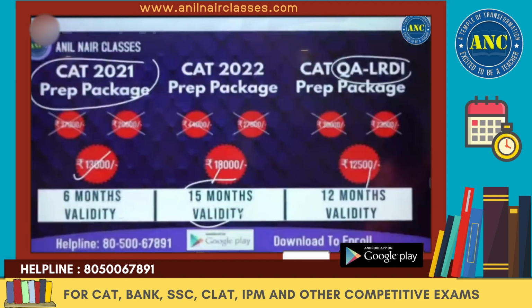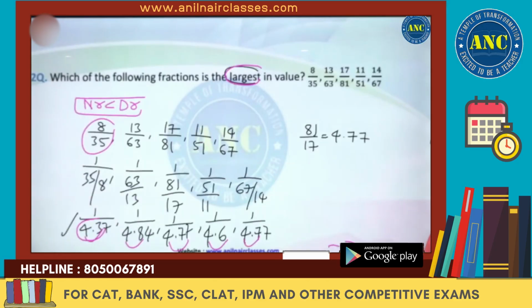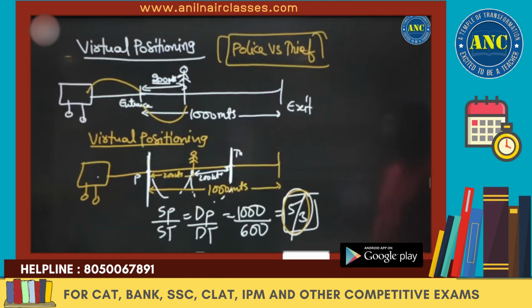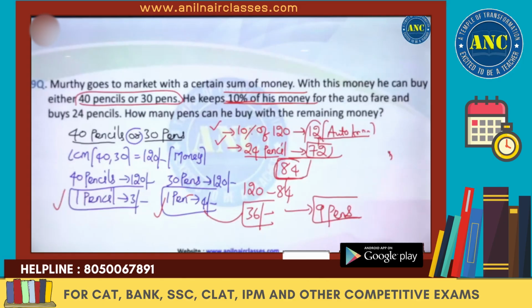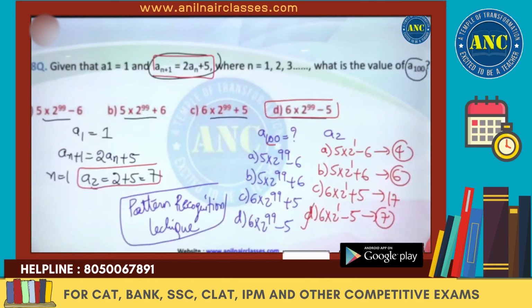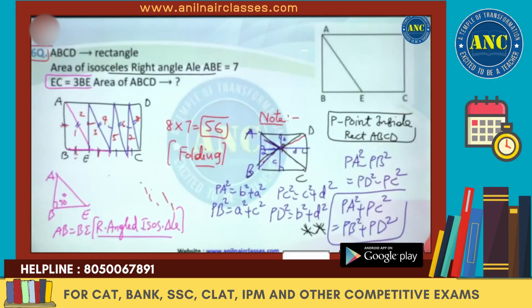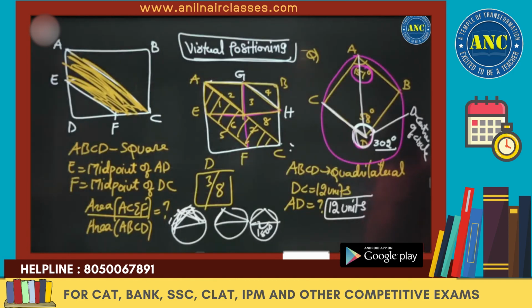Now one by one, if you see here, this is how to compare problems. How to compare fractions where the numerator is less than the denominator. 9 into any number: the digital sum is 9. Virtual positioning in an arithmetic related problem. Police versus thief problem. Taking the money which is a multiple. Pattern recognition based problem. The largest element of the set is an odd number. Folding of the figure. Then the sum of two consecutive odd numbers is odd.